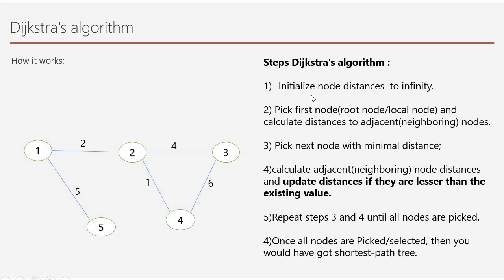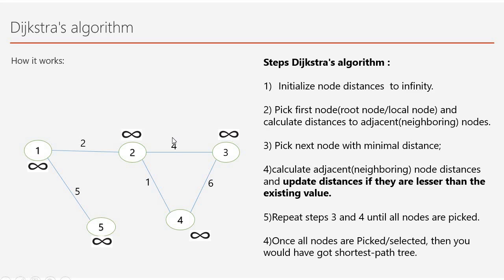Here first we have to initialize all the nodes' distances to infinity. We'll first assume that no nodes are reachable. So we initialize the nodes to infinity in the first instance. Then we'll pick a first node. We can call it a root node as well, or local node. We'll first pick one node.